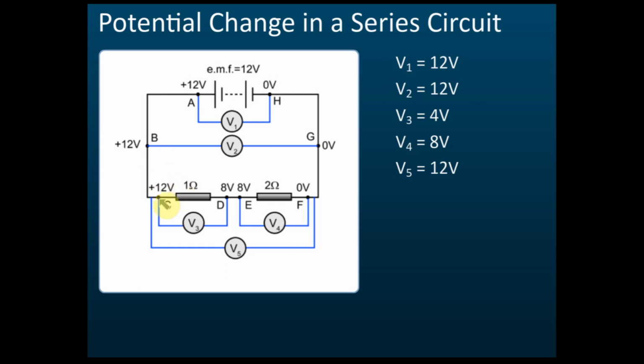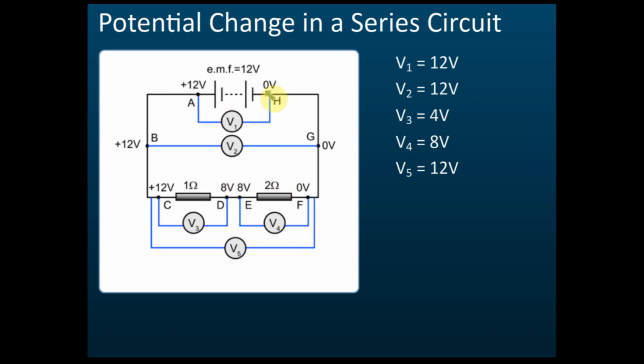Now, from C to D, there is a 1 ohm resistor. And from E to F, there's a 2 ohm resistor. So altogether, they are 3 ohm, right? 1 ohm plus 2 ohm, 3 ohm.